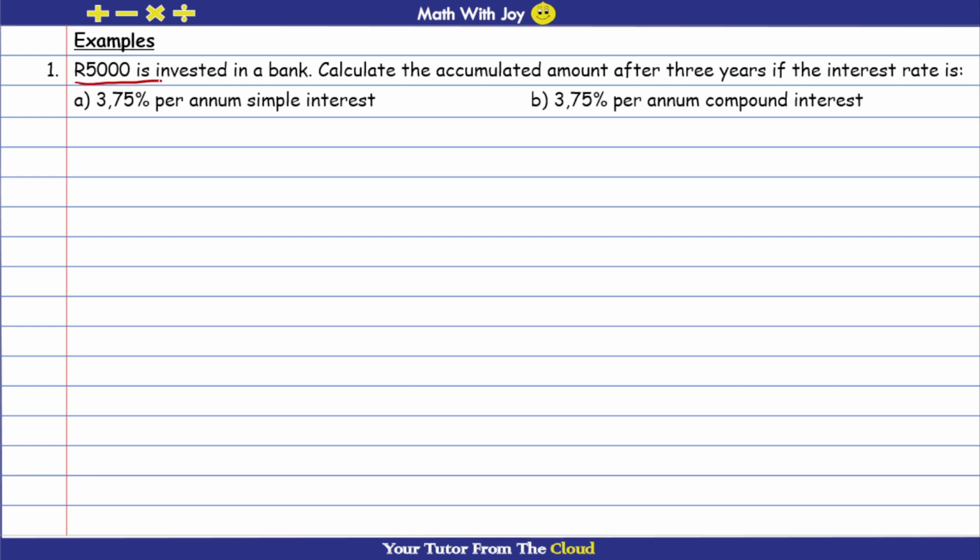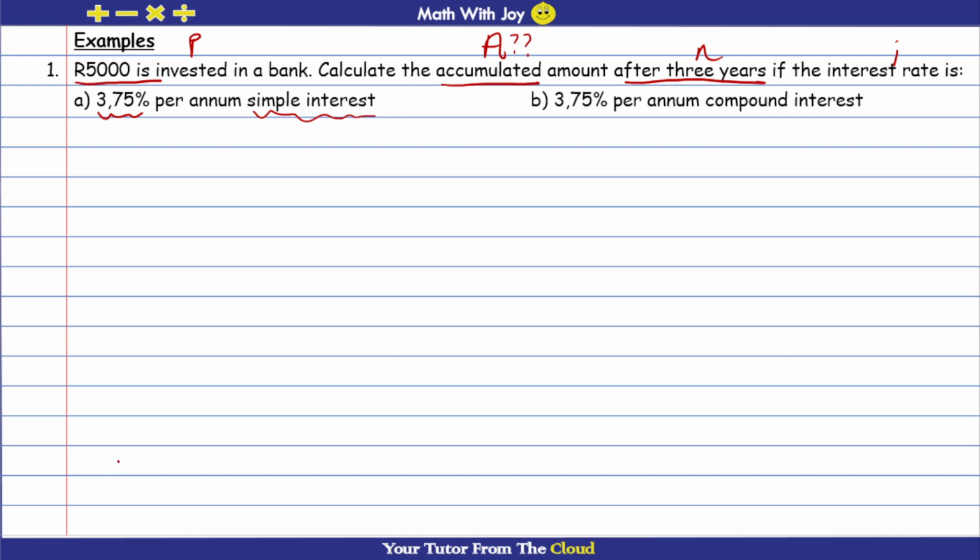So this money that you invest is the P, the present amount. This is the amount in the beginning of the story. And calculate the accumulated amount. So the accumulated amount is just the A. So you are looking for the A after 3 years. And if the interest rate, this is I. If it is, number A, 3.75% per annum simple interest.